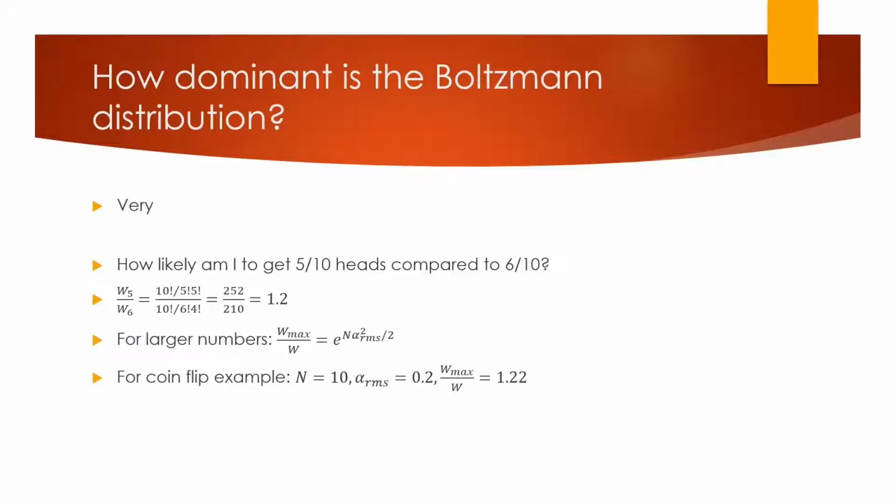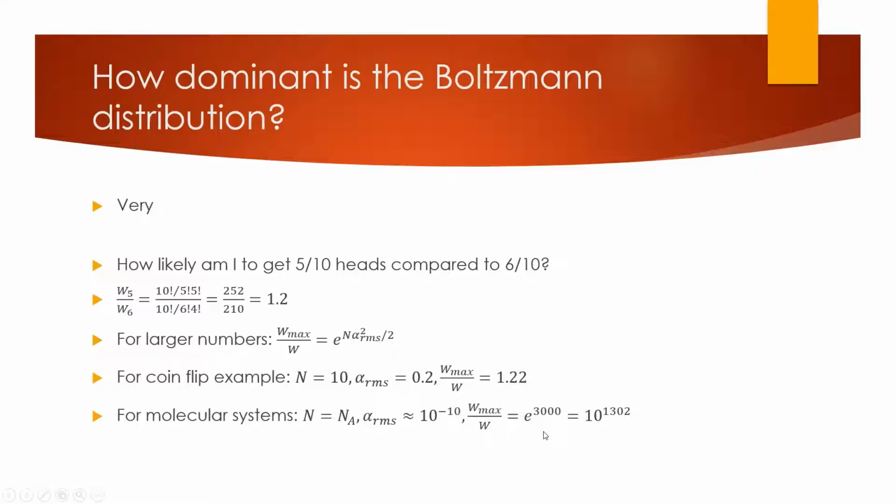For a molecular system, n is not 10. N is much closer to Avogadro's number. So if we use a molecular system with n being Avogadro's number, the alpha RMS, the width of this distribution, becomes very, very narrow. It's about 10 to the minus 10. And so this ratio then is Avogadro's number, 6.022 times 10 to the 23rd, times 10 to the minus 10 squared, which is 10 to the minus 20, divided by 2. That's about 3 times 10 to the 3, or e to the 3,000.